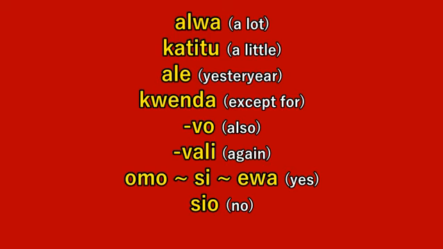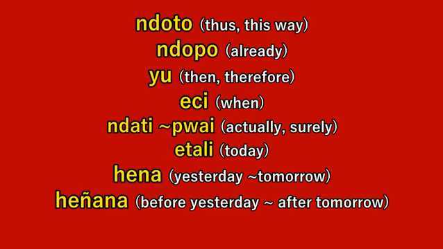Omo, see, and ewa mean yes. Sio can mean no as an isolated particle. Ndoto means this way, thus. Ndopo, already. You, then, after that. Echi, when. Ndati or poi mean actually or certainly.